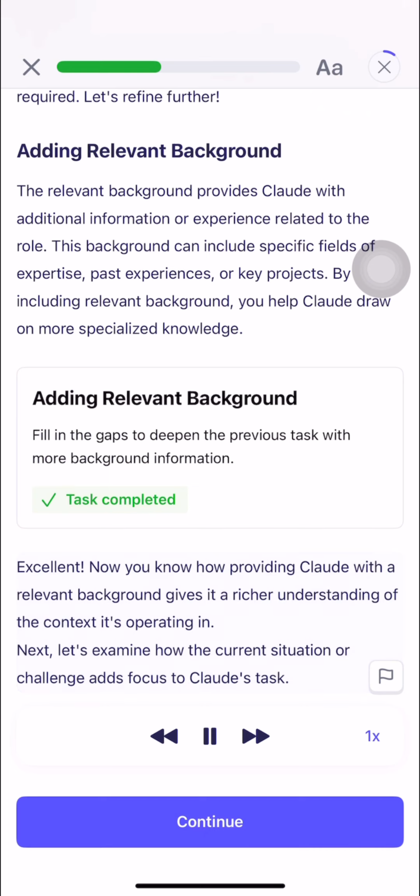Excellent. Now you know how providing Claude with a relevant background gives it a richer understanding of the context it's operating in. Next, let's examine how the current situation or challenge adds focus to Claude's task.